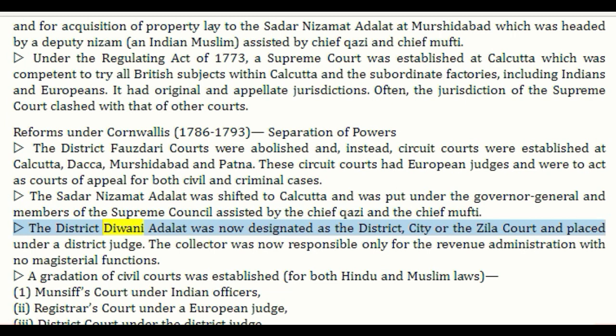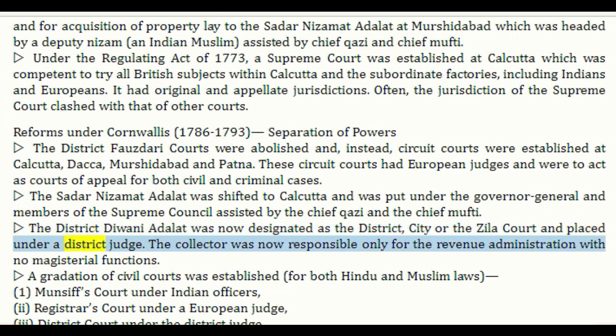The District Diwani Adalat was now designated as a district, city or the Zilla court and placed under a district judge. The collector was now responsible only for the revenue administration with no magisterial functions. A gradation of civil courts was established for both Hindu and Muslim laws.